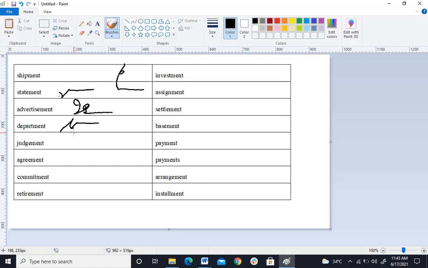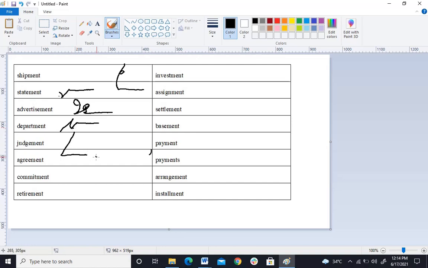Next, we have judgment. Judge, like I said earlier, we have judge. This is a brief form, which is represented by JJ, that's why it's quite long. Judge. And then we have ment. So, our judgment is a combination of two J's and a ment. Okay, so judgment.